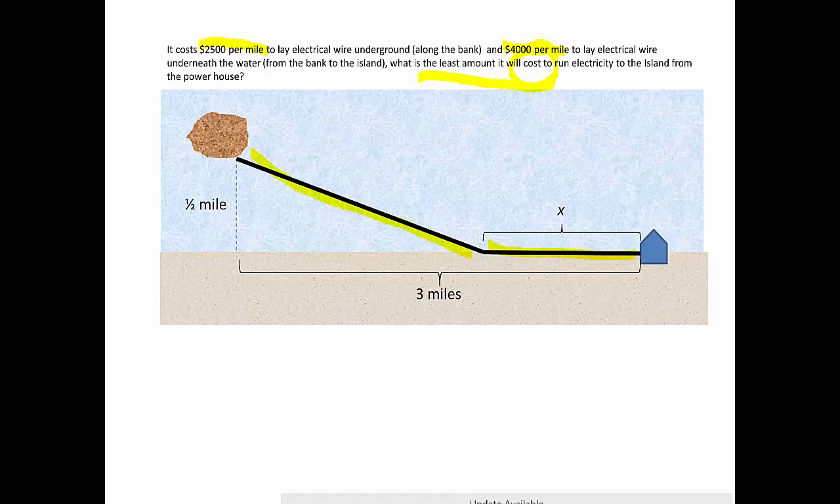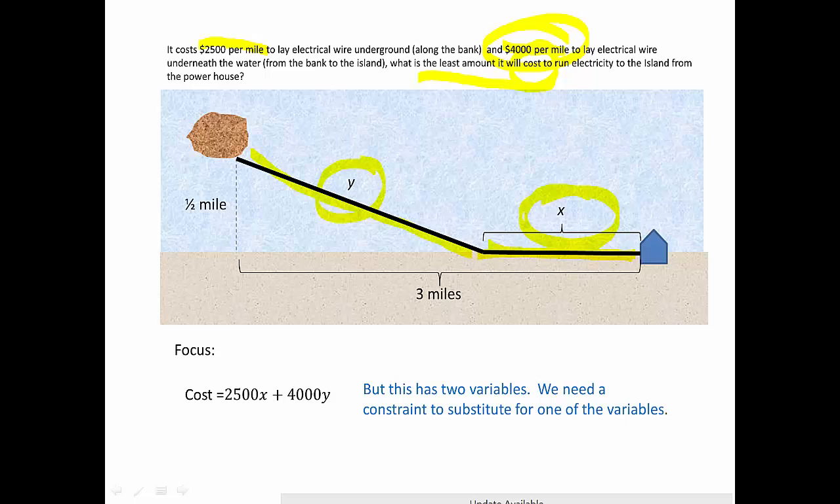So that's our focus. We're going to have to label this side x, label that y. We're going to label them because we care about them. And then our focus is going to be the cost is $2,500x plus $4,000y. Remember, the $2,500 is how much it costs to lay it along the bank, and the $4,000 was what it costs to lay it in the water. But the problem is that this has two variables, and we're going to have to find a constraint to substitute for one of those variables.